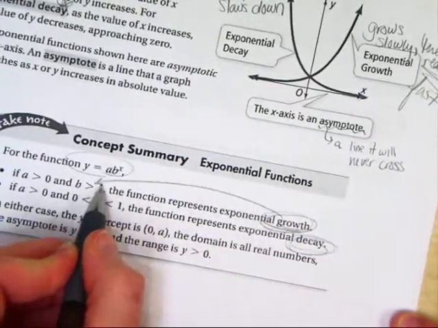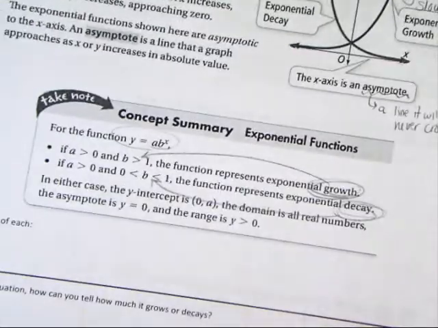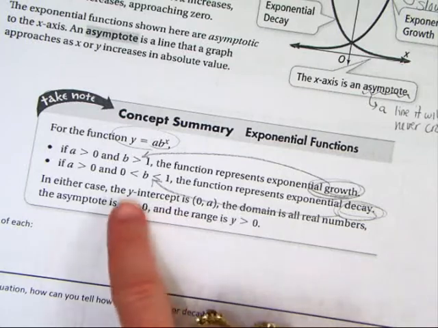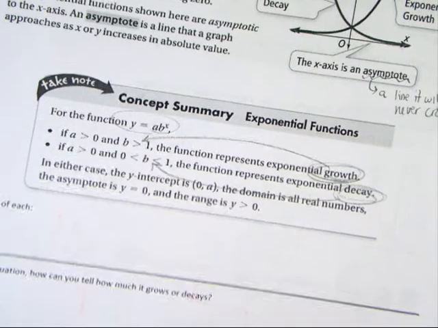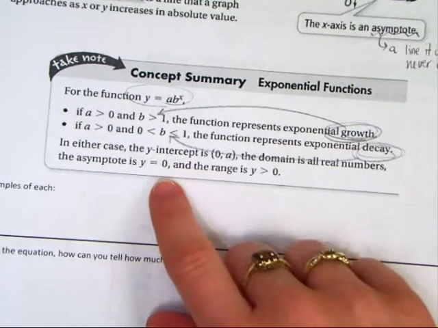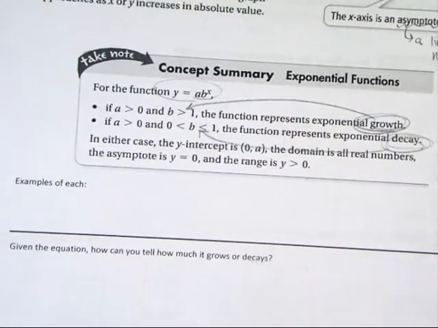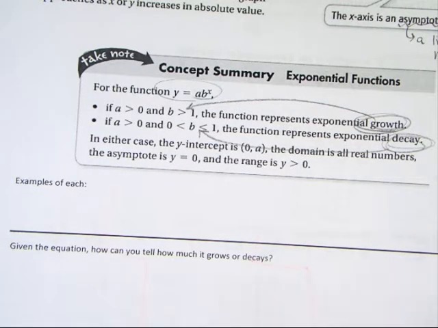Growth is if b is bigger than 1. Decay is if b is between 0 and 1. In either case, the y-intercept is (0, a), the domain is real numbers, the asymptote is y equals 0, that's the x-axis, and the range is bigger than 0. Now let's talk about a couple of examples of each.